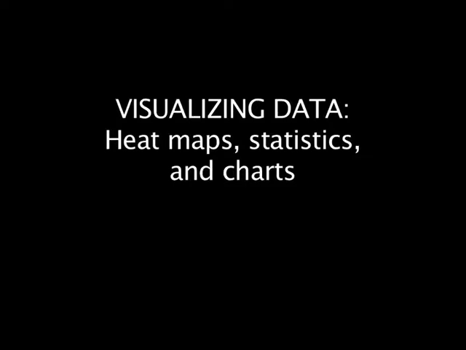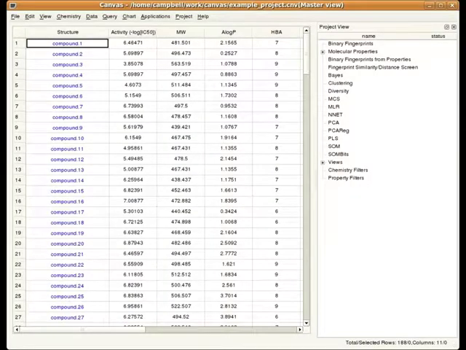There are many ways to visualize data in Canvas. In this example, we'll take a look at just a few of them: heat maps, statistics, and charts. Heat maps are essentially a way to apply conditional coloring to the contents of a Canvas view. In this example, I've hidden the 2D structures to make it a bit more clear what's going on.